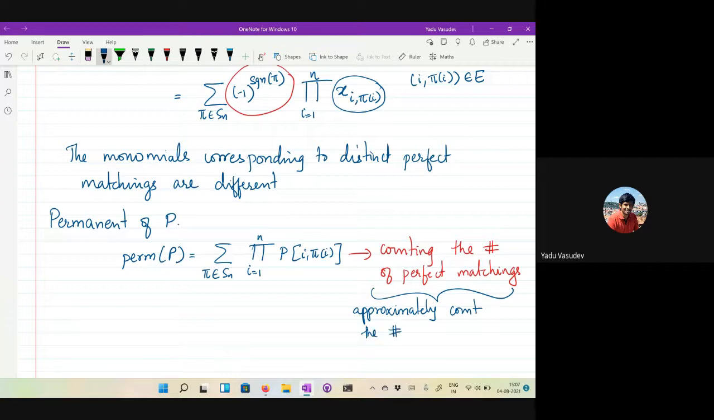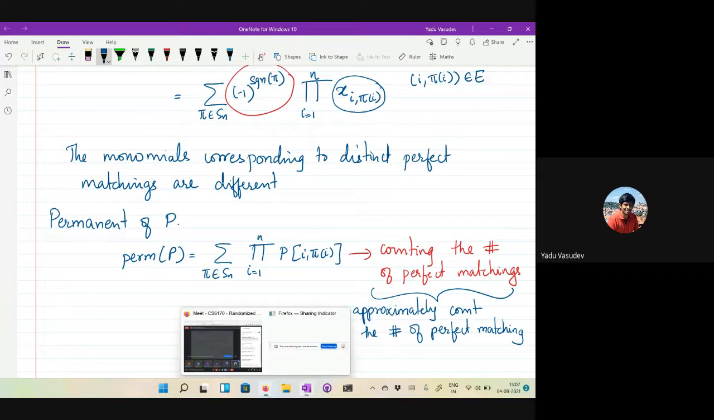It will be a randomized algorithm. And it's a very famous algorithm. It was a breakthrough result which came about some 20 years back, right? Which uses some very nice ideas, and it's a randomized algorithm. We don't know of any deterministic algorithm for approximately counting the number of perfect matchings, but we'll see a randomized algorithm for it. Okay.